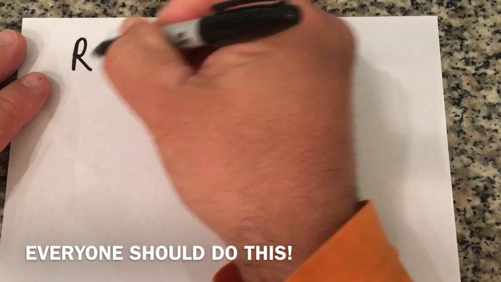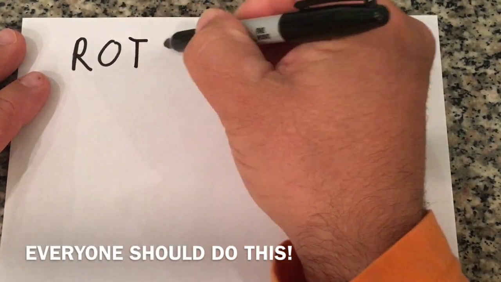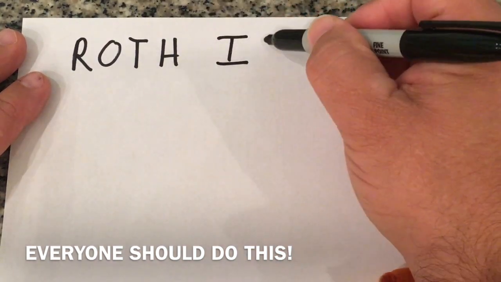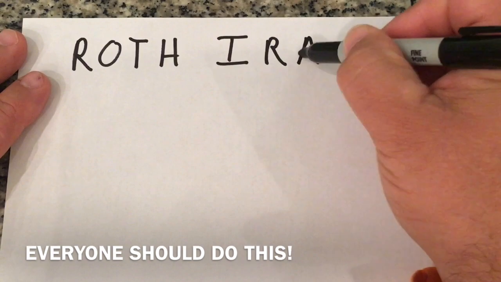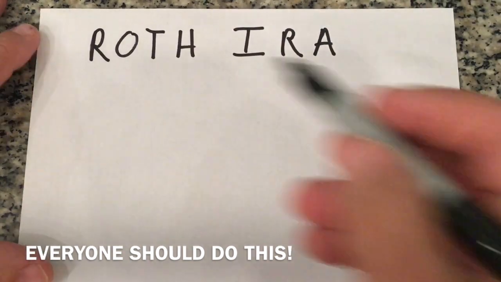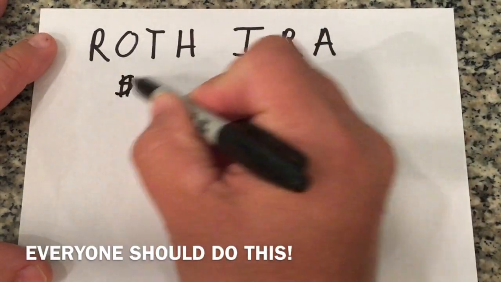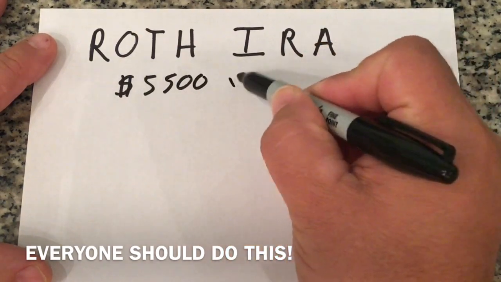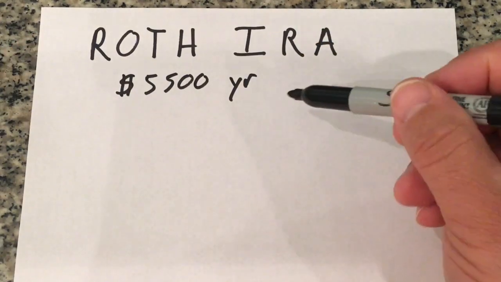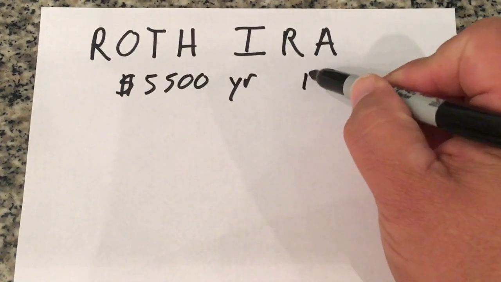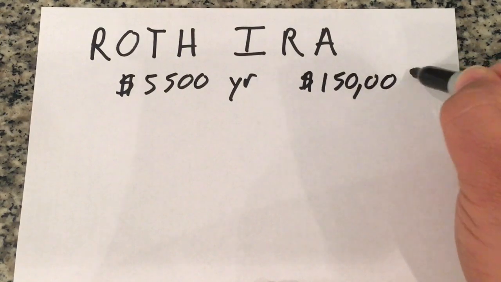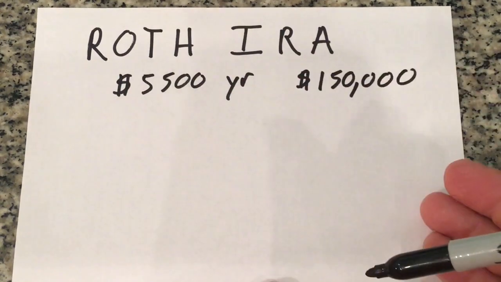All right, this is the outline of what I'm actually doing with this thing called a Roth Individual Retirement Account. The maximum you're allowed to contribute is $5,500 per year. For people that are really rich, I forget what it is. I believe it's $150,000. If you make more than $150,000, you're not allowed to contribute to it.